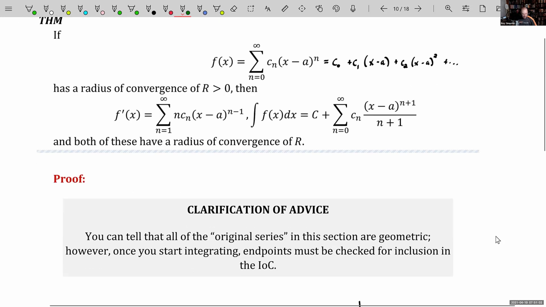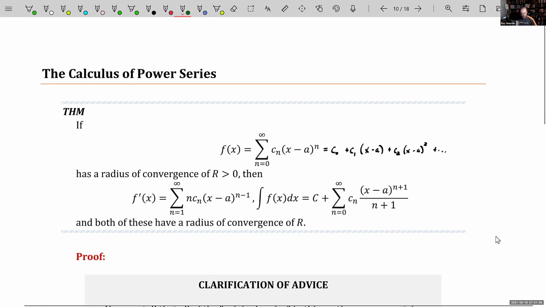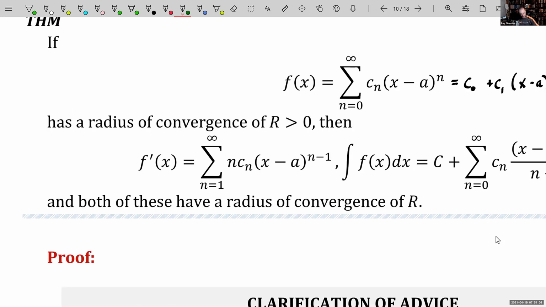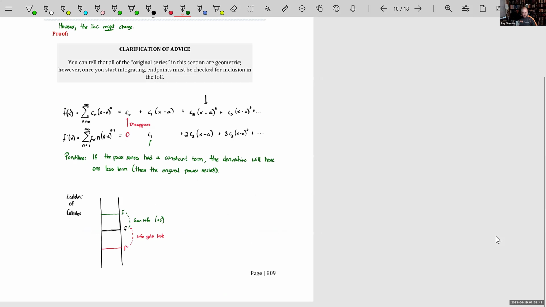So, a clarification. I'm not going to read that clarification, I'm going to actually write that little note here. I'm going to say, however, the interval of convergence might change. So the radius of convergence, remember, that's just from the center to the edges. How far is that distance, right? But the interval of convergence is the actual interval you're talking about, and it could include or not include those endpoints. Well, let's think about this in terms of the ladder of calculus.